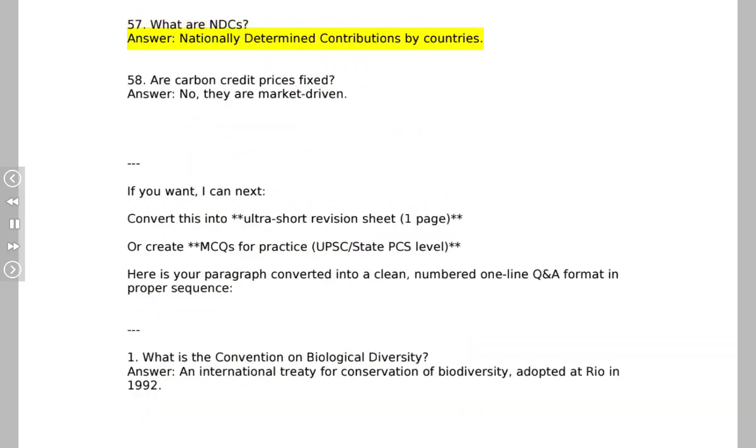57. What are NDCs? Answer. Nationally determined contributions by countries. 58. Are carbon credit prices fixed? Answer. No, they are market driven.